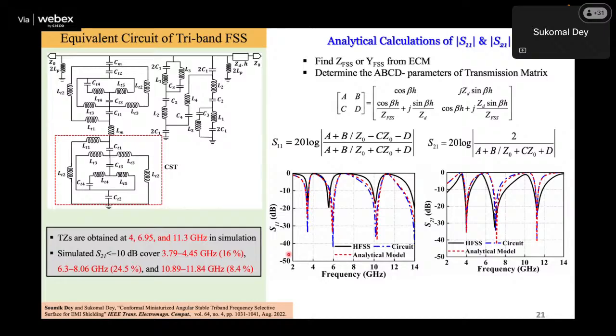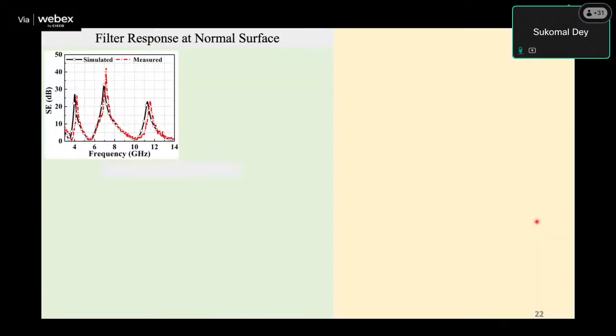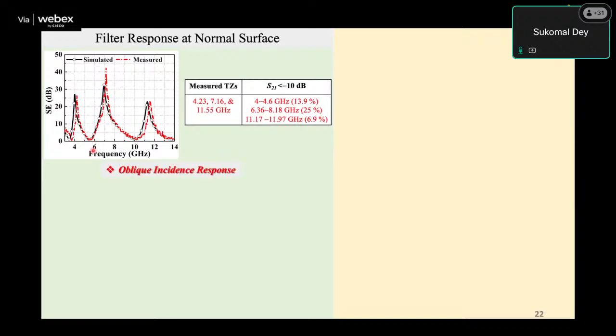Now if you calculate the transmission zeros, you have to come to your S21 and see where the dip is. The dip is over here, so your transmission zeros are at 4, close to 7, and close to 11.3, something like that. These are your frequencies. Then you have to see the filter response at normal incidence. You can see you are getting a filter response like this, as it is a triple band filter.